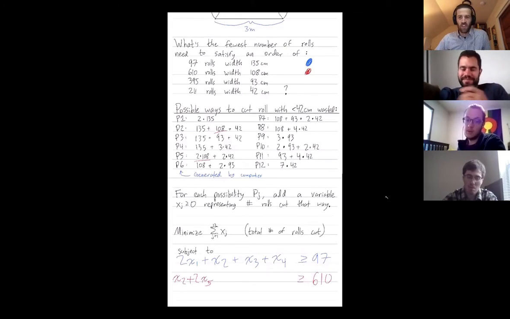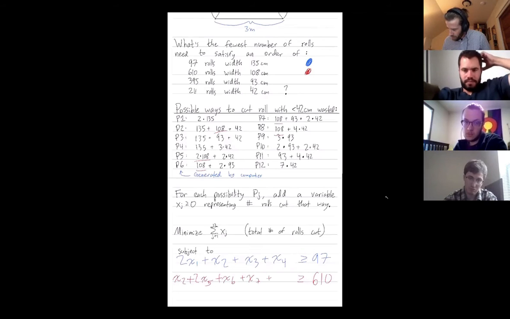Yeah, we want the number of rolls of width 108 to be at least 610. P2 gives me a single roll of width 108. Pattern 5 gives me 2 rolls of width 108. So the number of rolls I get of width 108 is going to have plus 2 times x5 in it. And then I have a plus x6, plus x7, and plus x8. On the left-hand side, that's exactly the number of rolls I get of width 108, and it better be at least 610.